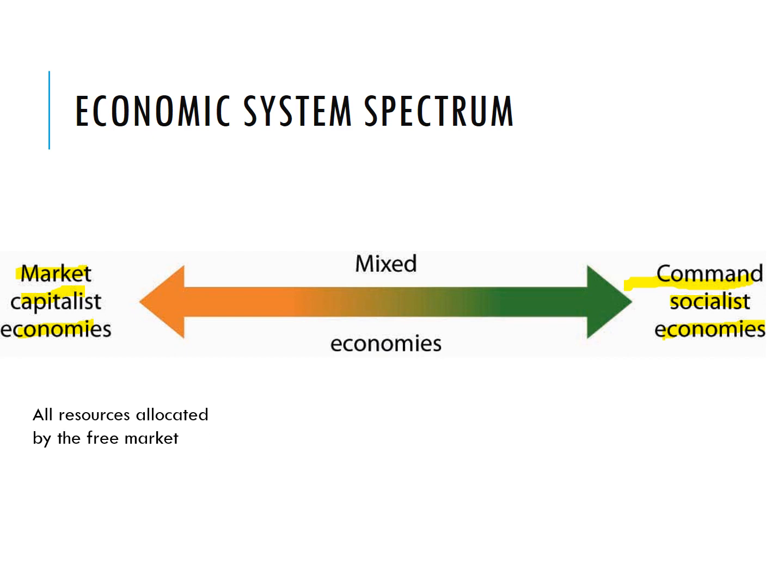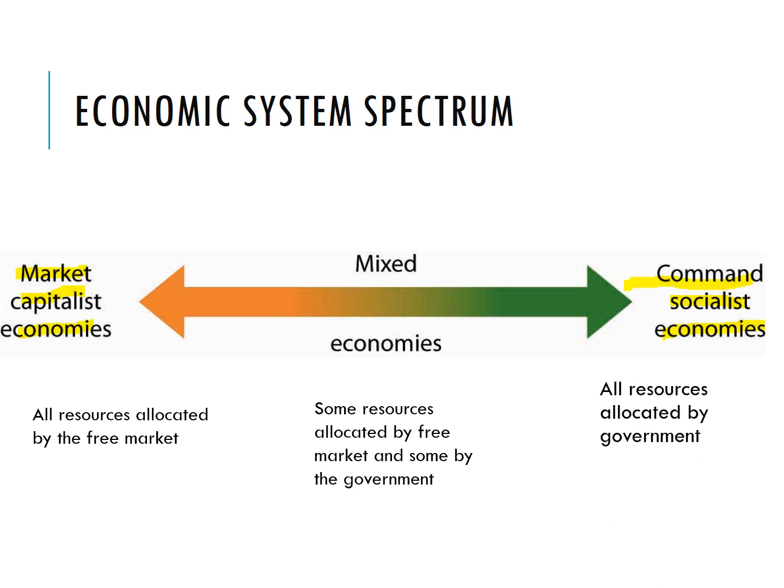So down the left-hand side, we've got all resources allocated by the free market. In the middle, some resources allocated by free market, some by government. The furthest right, all resources allocated by the government. And most countries lie on a spectrum somewhere between the 2. So some countries have more allocation done by the government, and some countries have more allocation done by the free market.